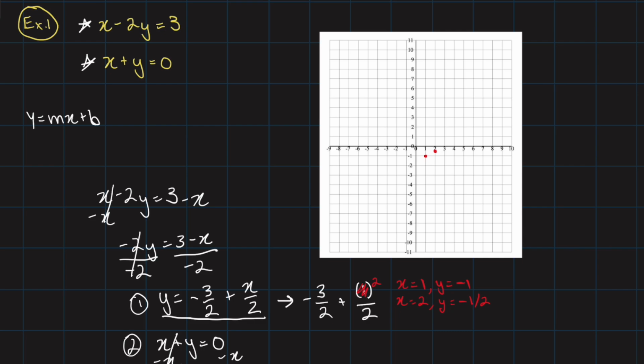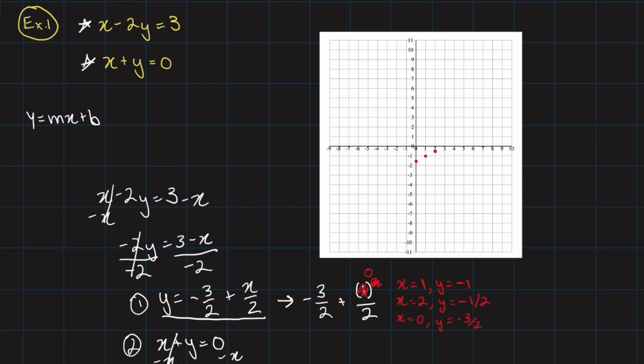Now, we can see a pattern where the line seems to be going in this direction, and we know it will form a line because it's a linear equation. So let's try to find values that go in the other direction just so we cross quadrants. We've done 1 and 2. Let's try 0. When x is 0, we have negative 3 over 2 plus 0 over 2, and 0 over 2 is just 0, so that gives us negative 3 over 2, which is negative 1.5 in decimal form. So x is 0, it'll be in the center, and y, negative 1.5, will be here, in between negative 1 and negative 2.